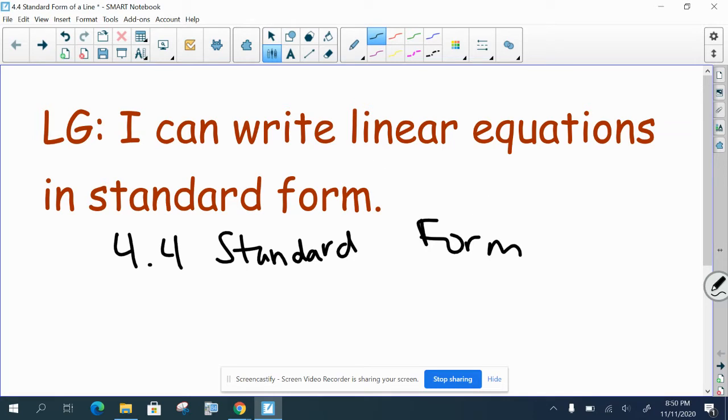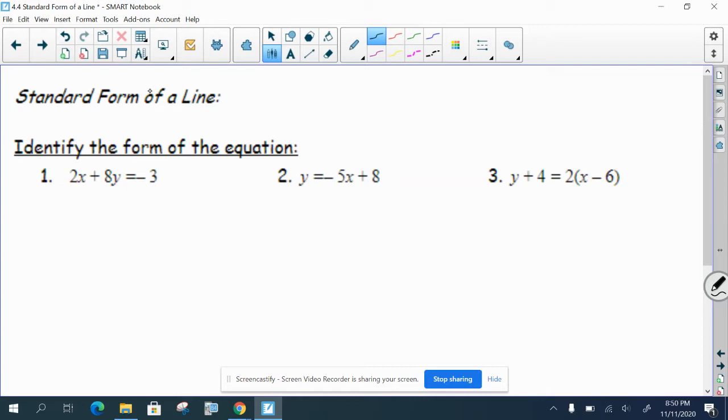So in this video, we're going to warm up by just writing what the standard form of a line is, and then you're going to identify the forms of these three equations. So standard form of a line is ax plus by equals c. Now there are two very important things to note here. If you were doing the extra credit, this is on the back page of the extra credit.